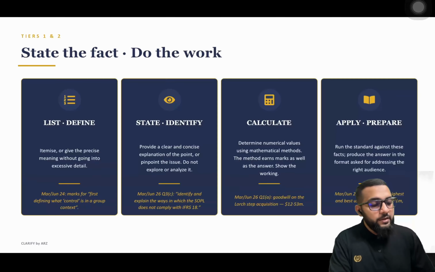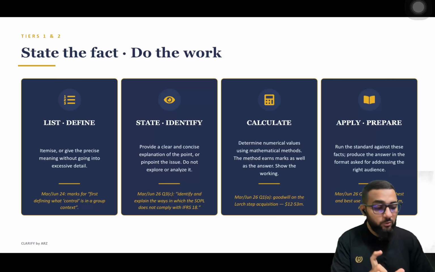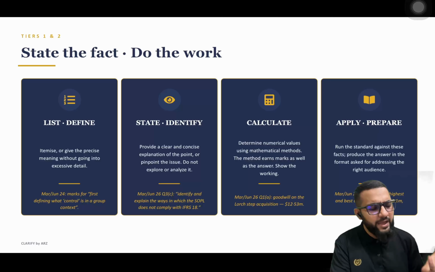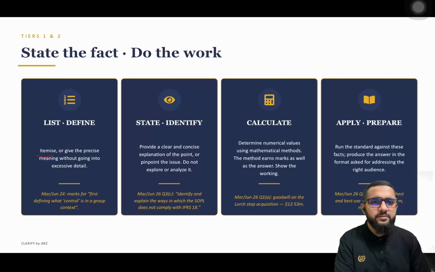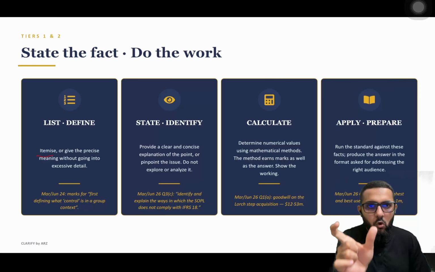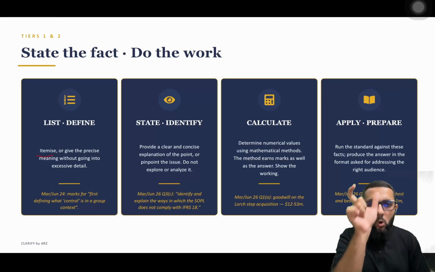Now, tiers 1 and 2, the steps 1 and 2, which require you to state the fact and do the work. Let's look at what those verbs actually mean. List, meaning you have to itemize. When the verb says list down, you have to itemize it. Clearly bring all the elements. Bring all the items that are relevant. That's how you list it down.